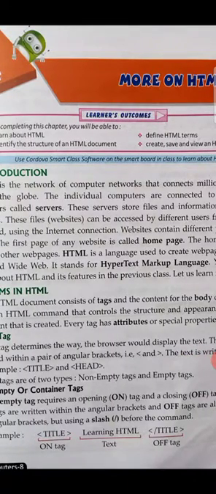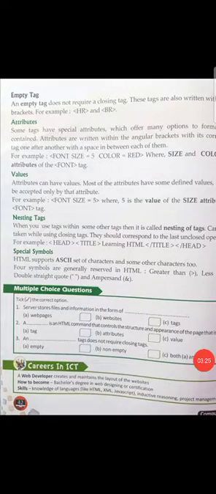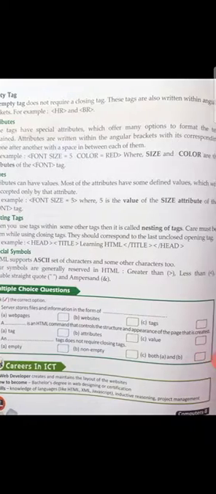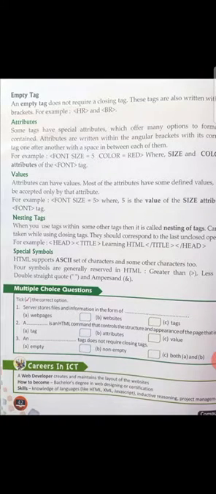The end tag comes with the slash. It is the sign of an end tag. And the start tag comes with the angular brackets. Both come with the angular brackets but the end tag comes with the slash. Empty tag. Just now I told you non-empty tags come in couples but empty tags come singular. An empty tag does not require a closing tag. These tags are also written within angular brackets, for example HR and BR, but this is single.